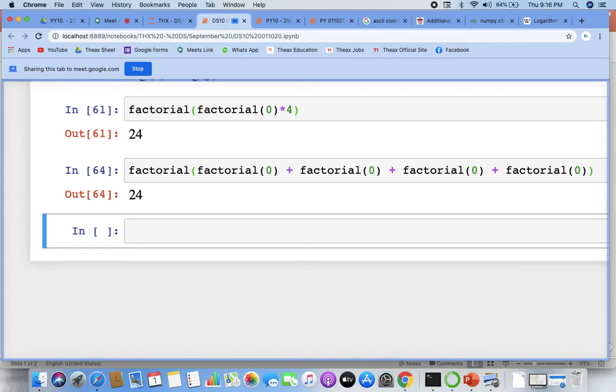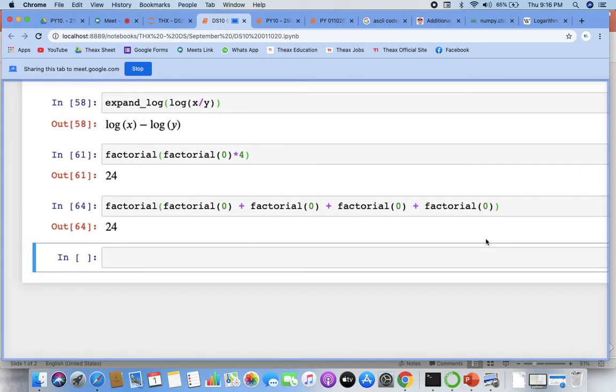Understood? Yes, sir. Good. Very good. Nice question, easy. Try to find any more methods? Okay, fine. Let's go further.